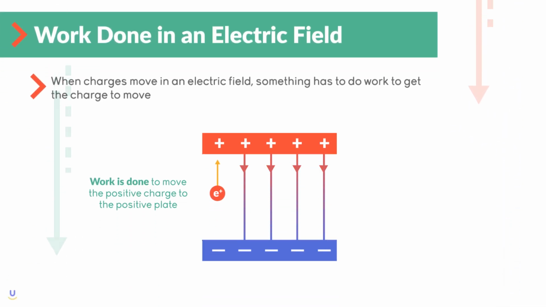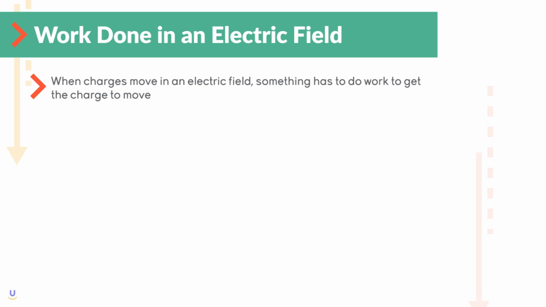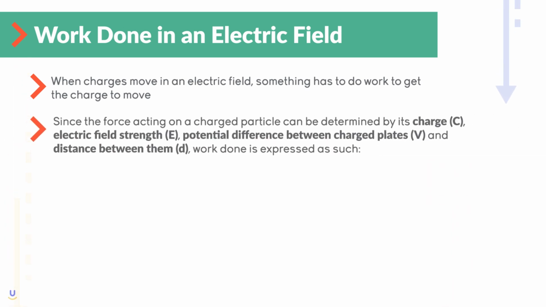So, how do we calculate the work done on a charged particle in an electric field? Let's find out. When charges move in an electric field, something has to do work to get the charge to move. Since the force acting on a charged particle can be determined by its charge, Q, electric field strength, E, potential difference between charged plates, V, and distance between them, D, work done can be expressed by W is equal to Fs.